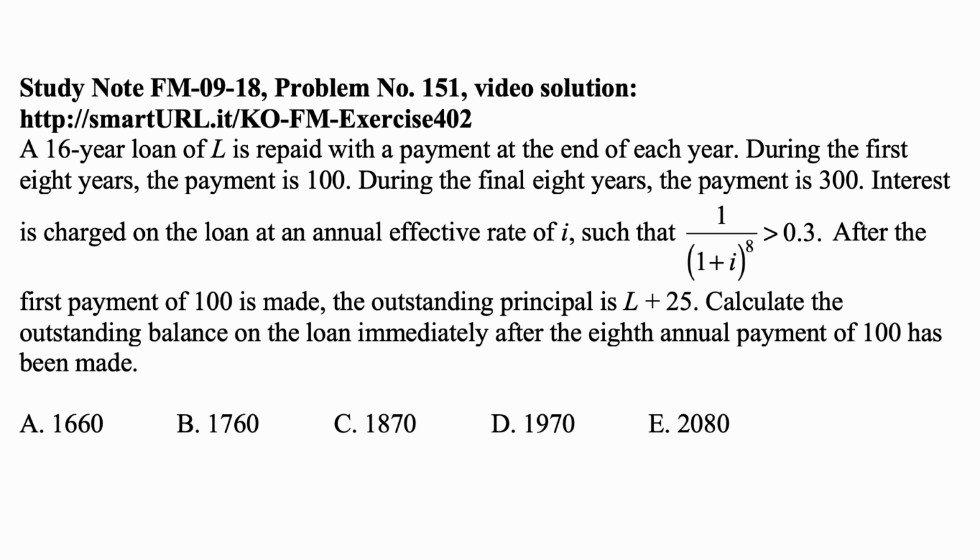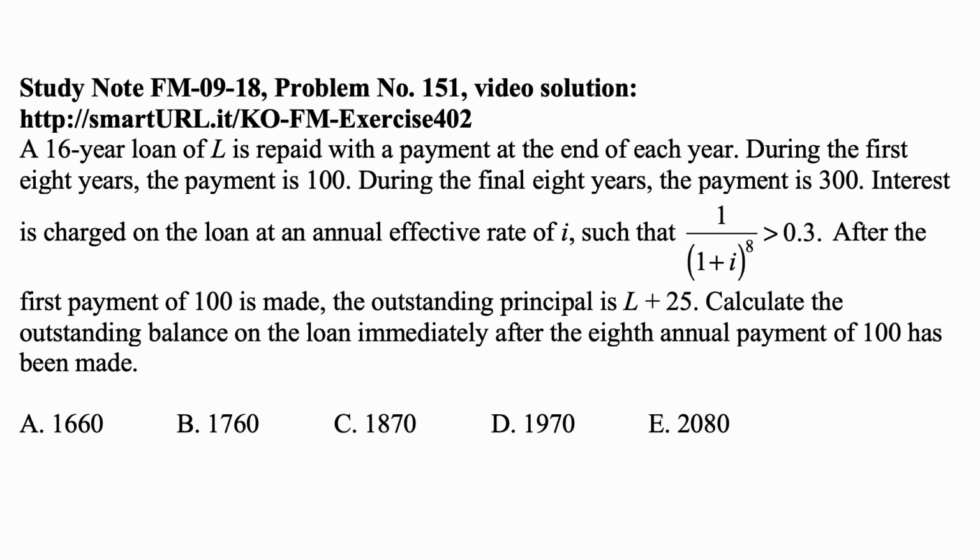Here's a problem for today for exam FM on financial mathematics. A 16-year loan of L is repaid with a payment at the end of each year. During the first 8 years, the payment is 100. During the final 8 years, the payment is 300. And of course, you can model this as either a payment of 100 for 16 years and an extra payment of 200 in the last 8 years, or you can model this as a payment of 300 for 16 years and then subtract from that a payment of 200 in the first 8 years.